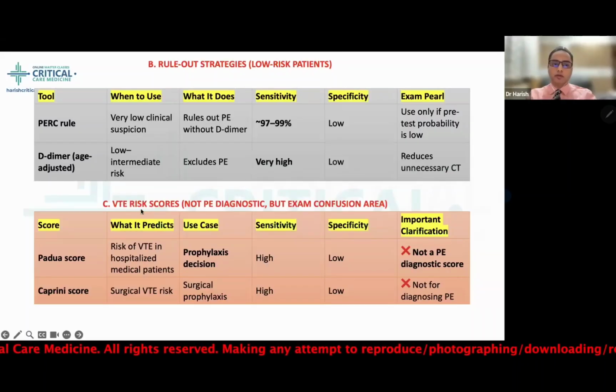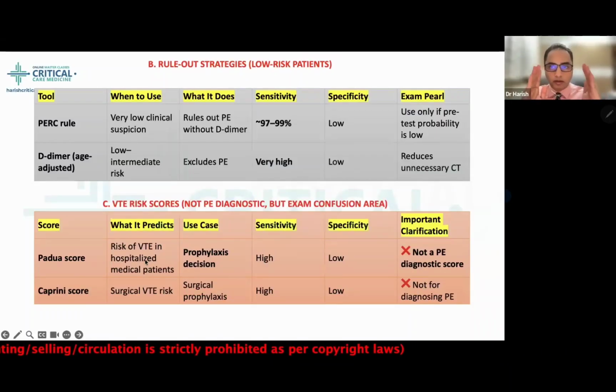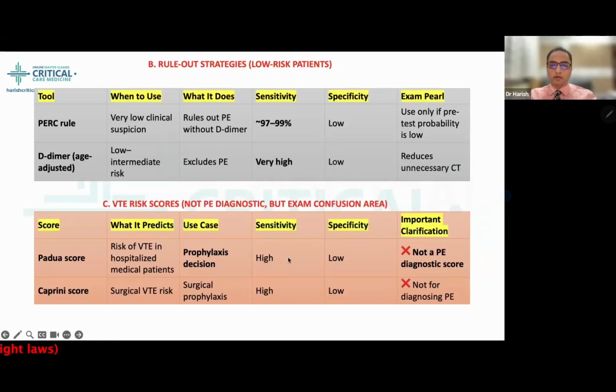So next, venous thromboembolism risk. It is not for pulmonary embolism. It is not a PE diagnostic, but a VTE risk stratification score. We have the Padua score. What does it predict? It predicts the risk of venous thromboembolism in hospitalized medical patients. It tells about the prophylaxis decision. High sensitivity, low specificity. It is not a PE diagnostic score. It is a venous thromboembolism risk score. If the score is high, it tells you that you need DVT prophylaxis.